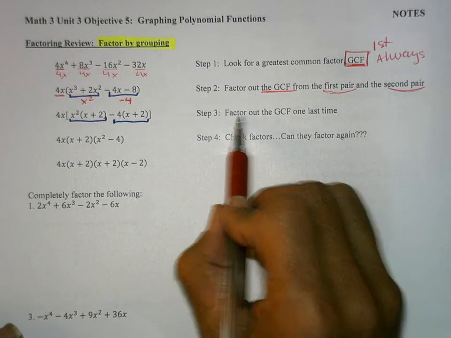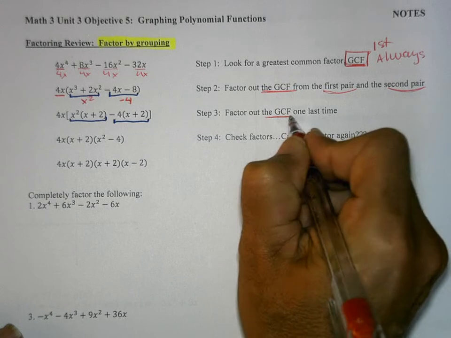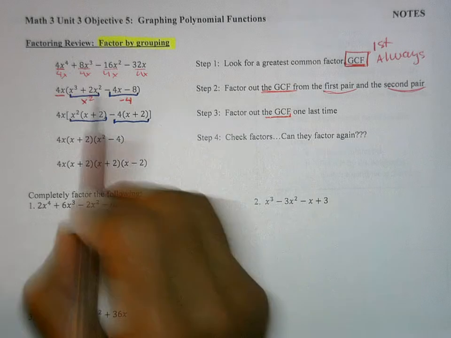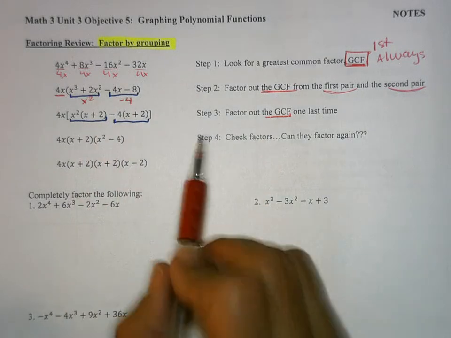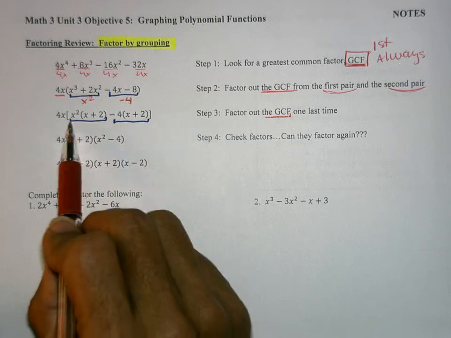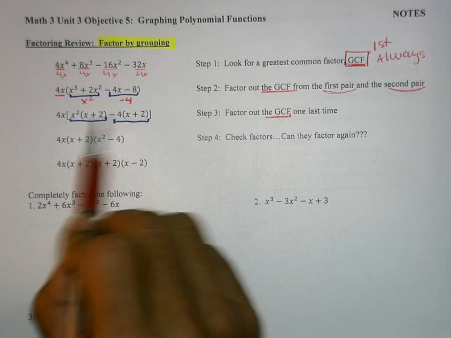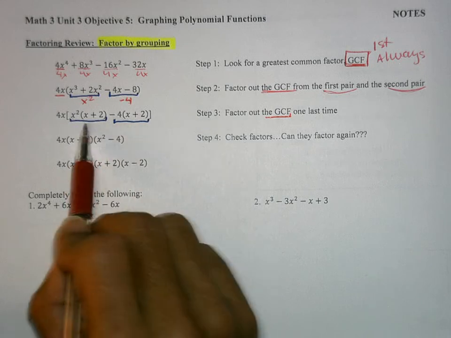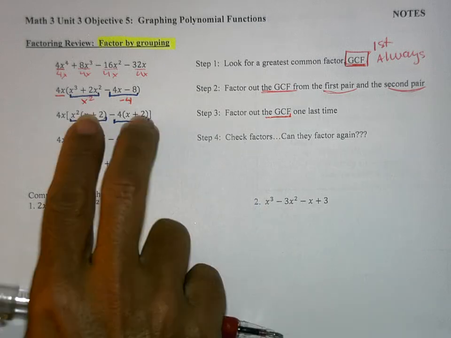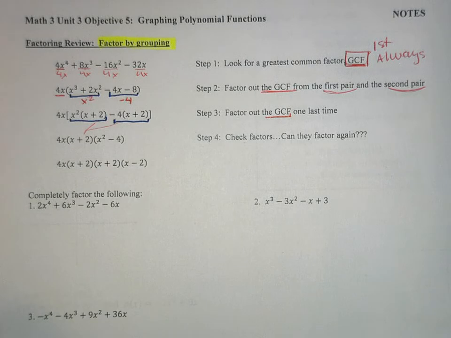Then it says factor out the GCF one more time. So there's 3 times that I factored out GCFs: one for all, one for each of the 2 pairs, and now I'm going to factor out the GCF between these two terms. I have my first pair and my second pair. What do both of these pairs have in common? Well, they both have the binomial x plus 2. So that's what we're factoring out, the x plus 2 right here.